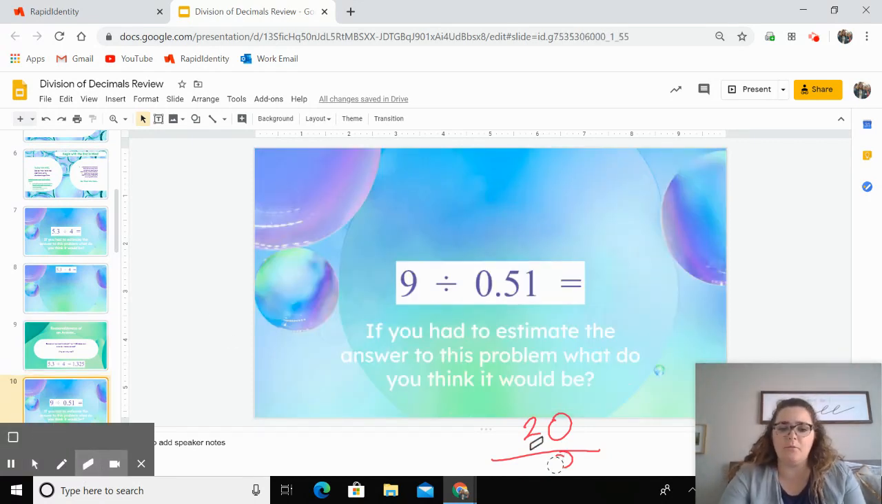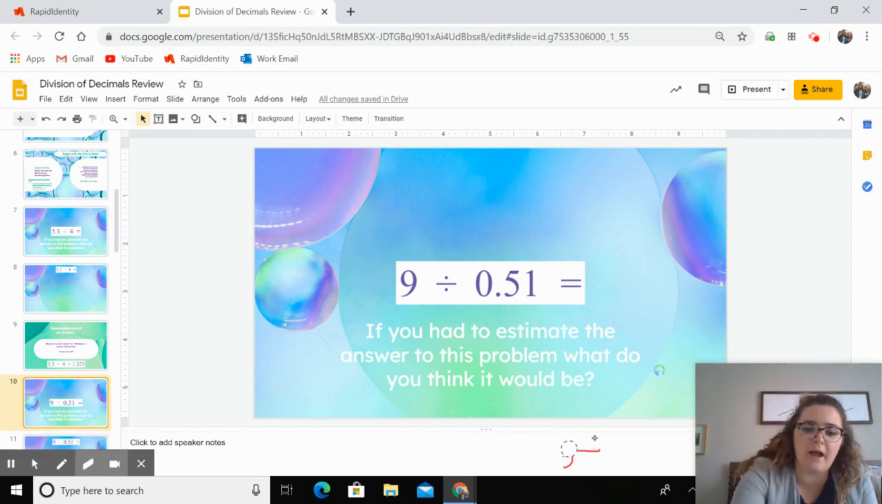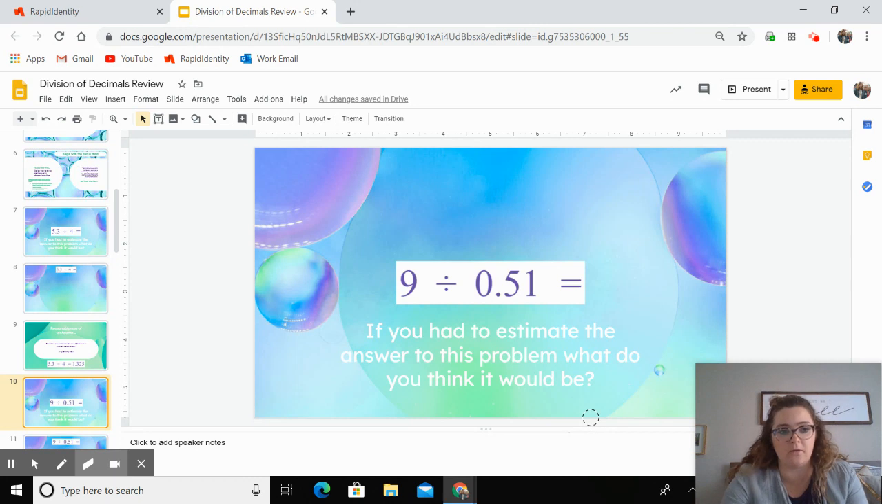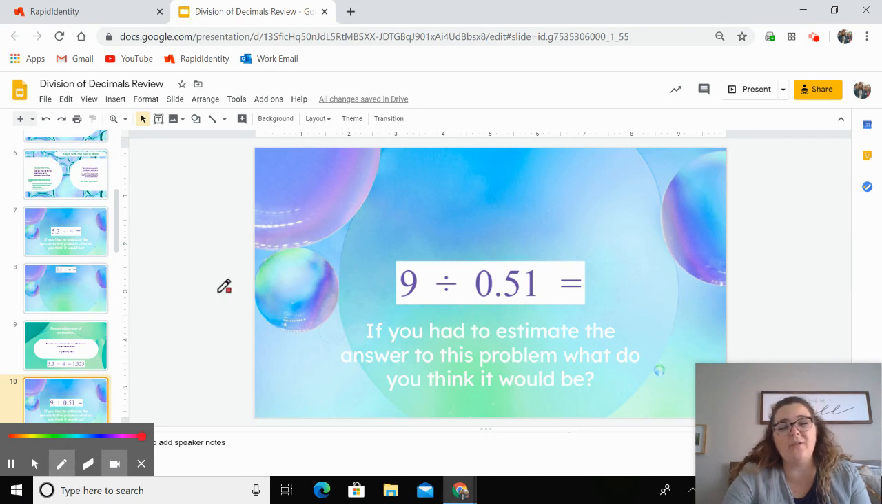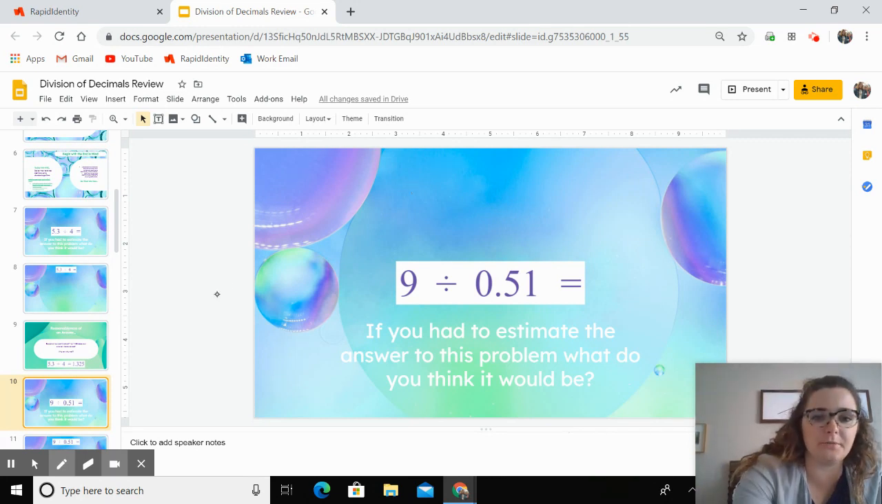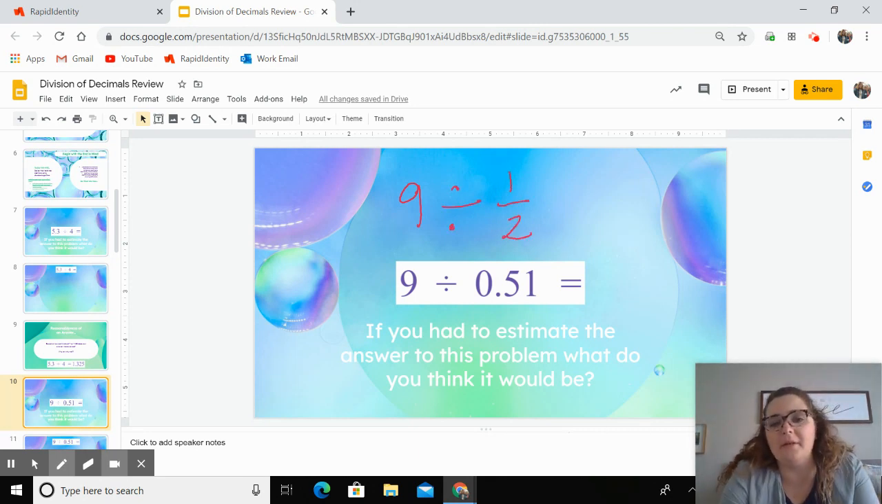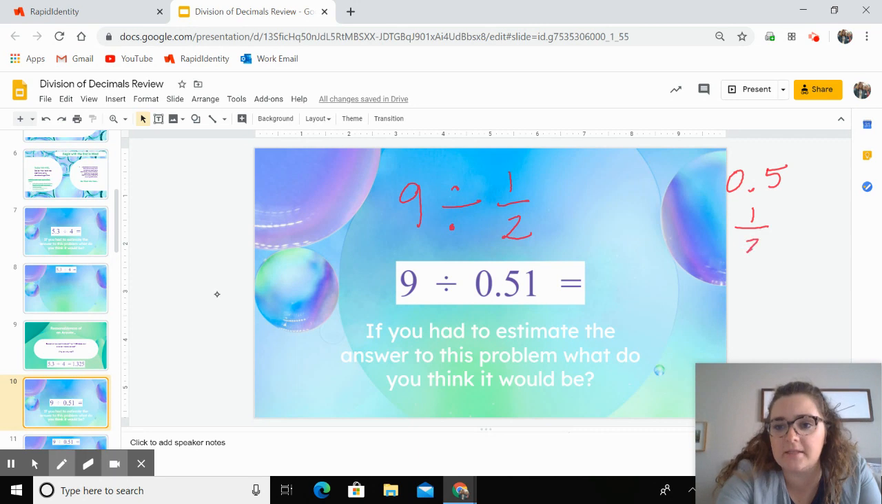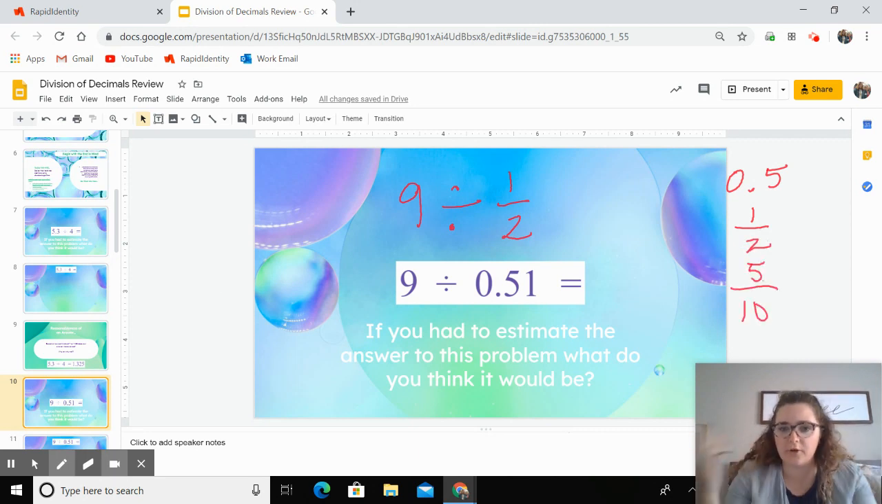With this particular problem, we actually end up rounding the decimal down again. And so when I'm thinking about this one, I know that I would usually round 51 hundredths up to 1 whole, but I know that 51 hundredths is a lot closer to 1/2. And so I'm just going to keep it at 1/2 and not actually make it a whole in terms of estimating. So what I can think about this one is this is really close to 9 divided by 1/2. Remember, 1/2 can be written in many different ways, okay? It's just the way you're choosing to think about it.